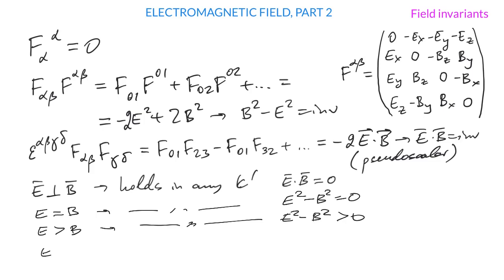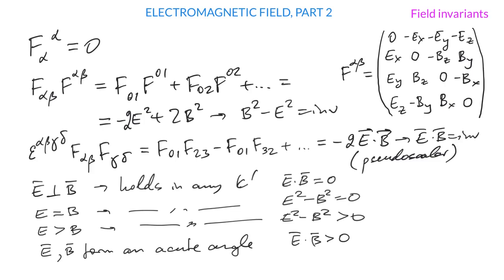If E and B form an acute angle, then it's an invariant relation. That is because E dot B for an acute angle is positive. Same thing for an obtuse angle.